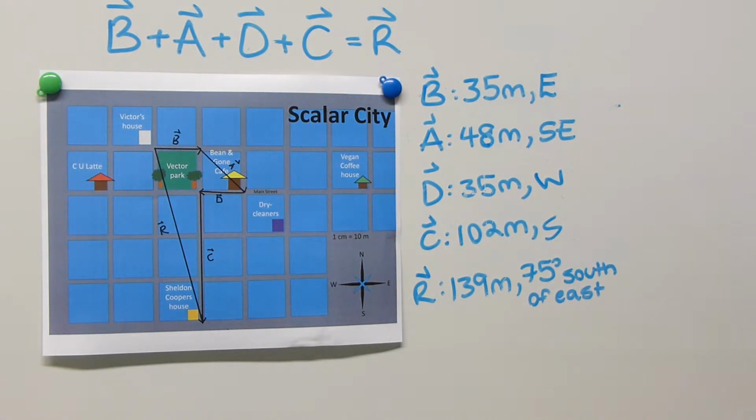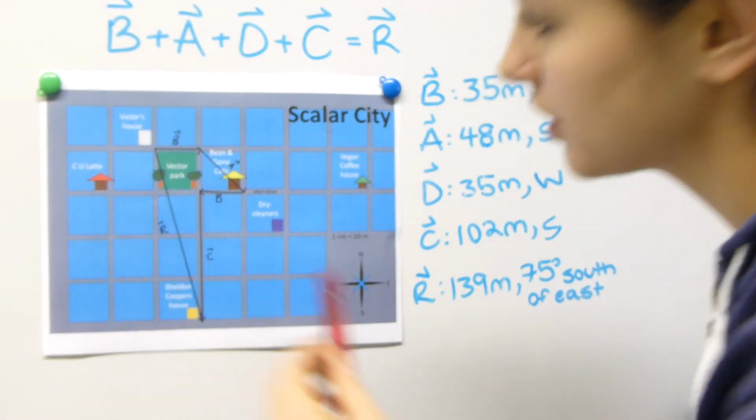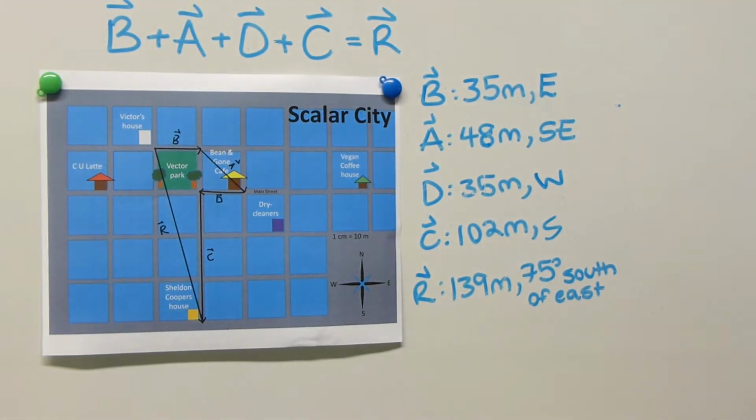They then head 3 blocks south until they reach Sheldon's house. This vector is 102 meters in length and in the south direction. This vector is equivalent to vector C in the original story, thus we'll continue to refer to it as vector C. Victor and Sheldon then enter Sheldon's house and enjoy a quality cup of their favorite coffee.